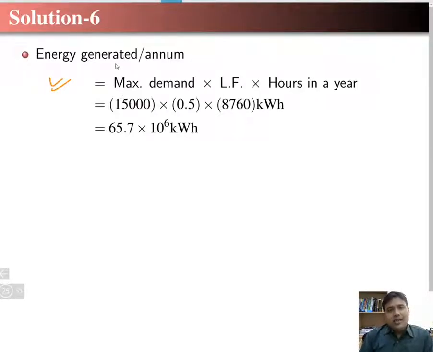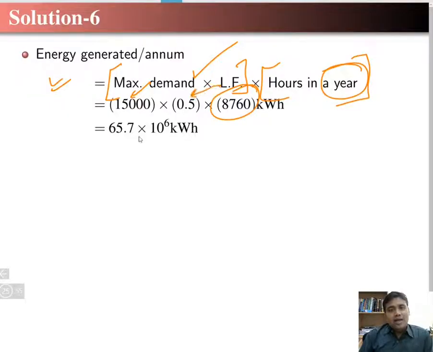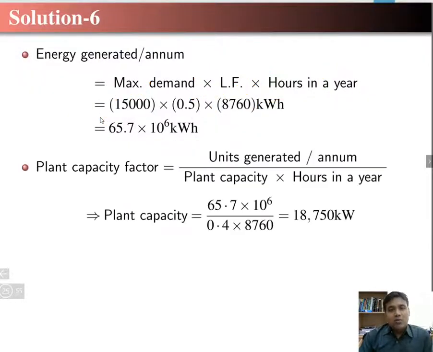So energy generated, as you know, is the average load, that is maximum demand into load factor, divided by hours of operation. In a particular year it is 8760. Maximum demand is given to be 15,000 and load factor is 0.5. So the energy that is being produced is 65.7 into 10 to the power 6 kilowatt hour.